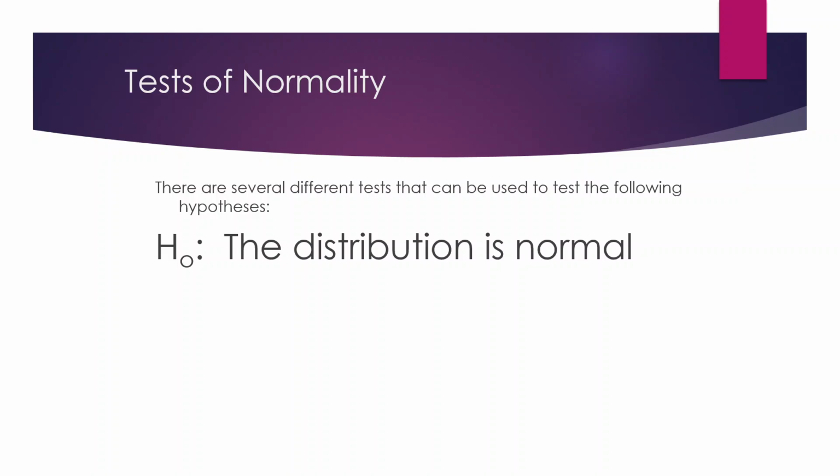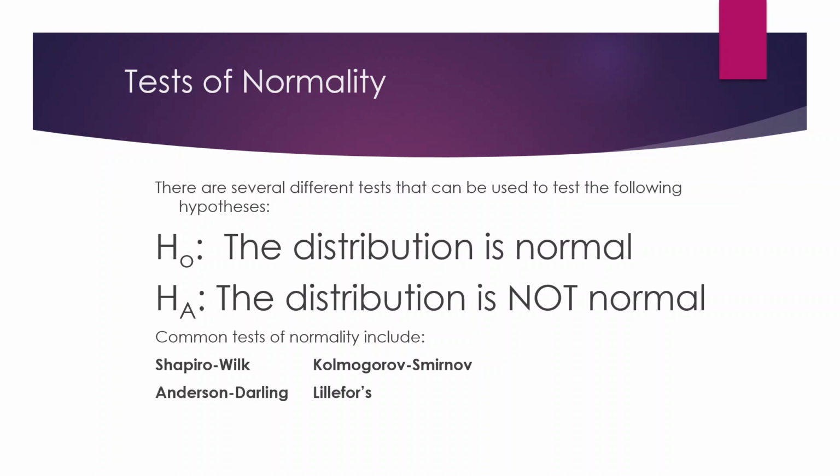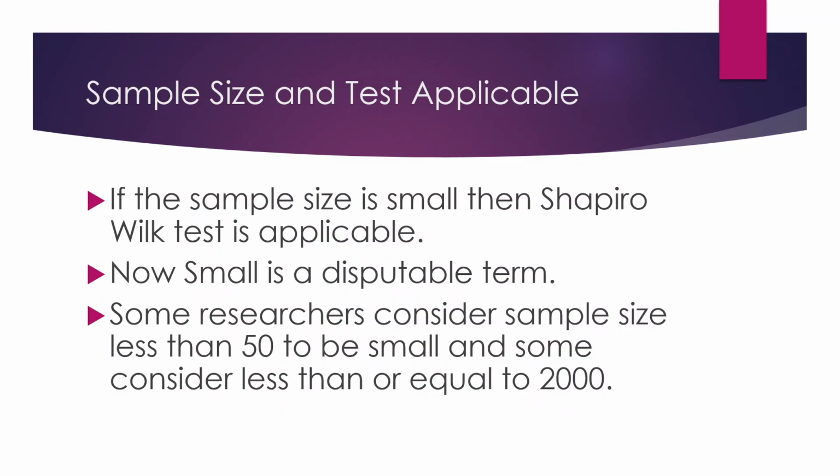The null hypothesis of this test is that the distribution is normal and the alternative is that the distribution is not normal. Common tests of normality include Shapiro-Wilk, Kolmogorov-Smirnov, Anderson-Darling and Lilliefors test. The problem is that they don't always agree. But in such a scenario, we should always go for the Shapiro-Wilk test. If the sample size is small, then you use the Shapiro-Wilk test. Now small is a very disputable term. There is no clear-cut definition of what I mean by small sample size.